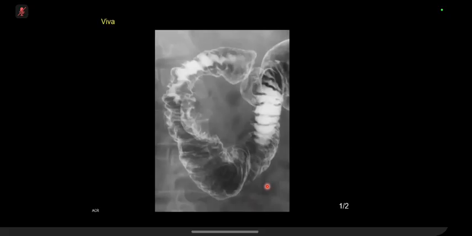I wonder if there's a mass which is compressing the second and third part of the duodenum externally, and in this location I'll be concerned about a pancreatic head mass which is causing stenosis rather than an intrinsic mass within the bowel. So my primary diagnosis would be a pancreatic head mass which is compressing the second and third part of the duodenum externally. Excellent.